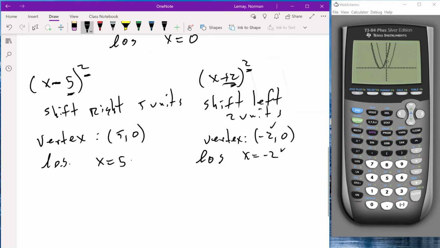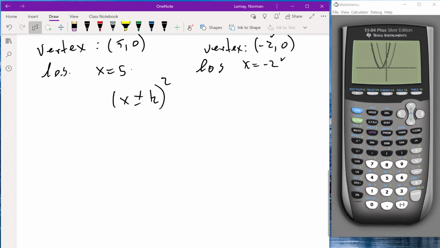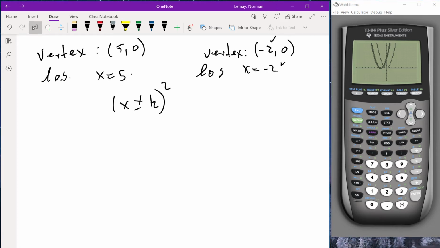All right, so now we have the fact that (x plus or minus k) squared. For the plus it's going to be a shift in the negative direction, and for the subtraction it will be a shift to the right, k units. Okay, and then our vertex is going to change.